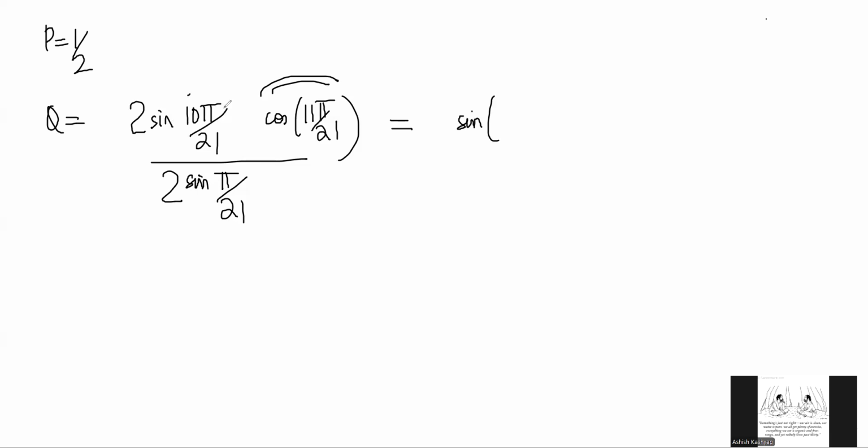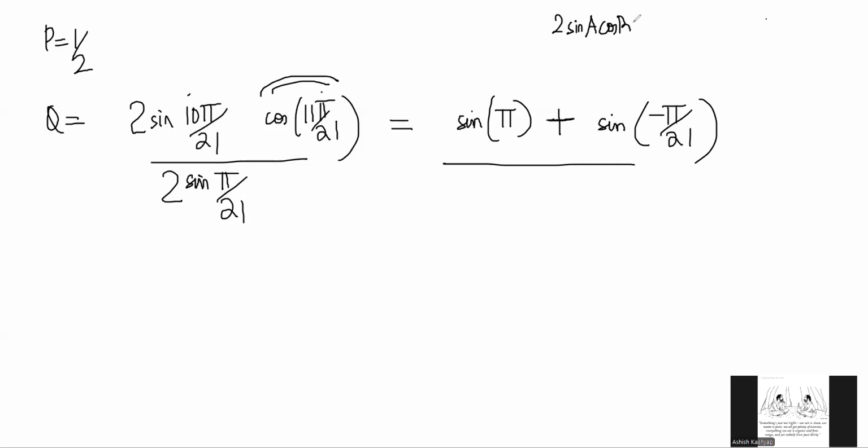सो देखो, sin a plus b में sin पाई आ रहा है, राइट? प्लस sin a माइनस b. सो sin a माइनस b में माइनस पाई बाय 21 आ रहा है, राइट? यस सर. समझ रहे हो मैं क्या बोल रहा हूँ? आई एम राइटिंग इट एज 2 sin a cos b, ओके? And that is equal to sin of a plus b plus sin a minus b. Because I already know that I can see that a plus b is pi, right?